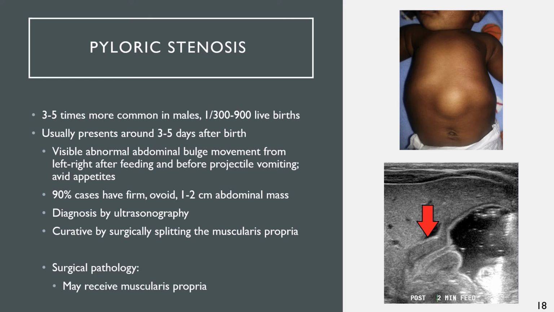The majority of cases, about 90%, present with a firm ovoid 1 to 2 centimeter abdominal mass. Diagnosis is primarily made by ultrasonography, and the bottom image here is showing exactly that in a 6-week-old, and we can see that post-feeding, the pyloric orifice is still closed. So this is curative by means of surgically splitting the muscularis propria. In relating this to the pathologist's assistant profession, then, I'm thinking we could receive parts of the muscularis propria that were removed during surgery.